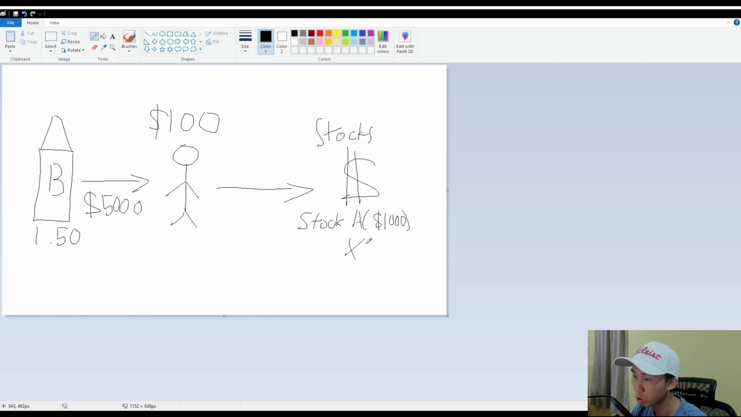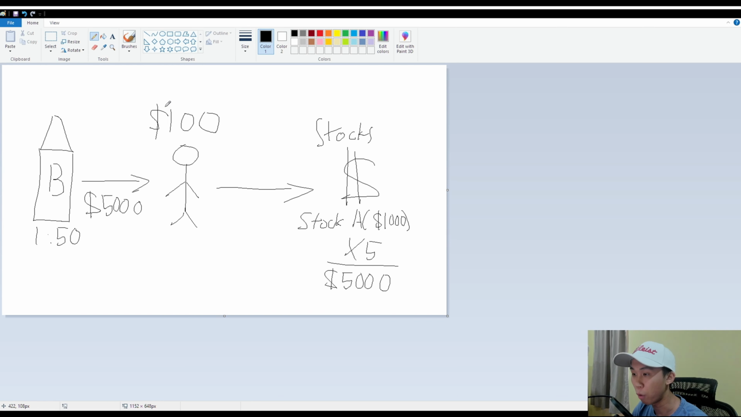So 5 of stock A would be $5,000. So this is the amount of stocks you can buy right now. But with having such a high buying power, the maximum you would lose is only $100. So that is actually the advantage of leverage.